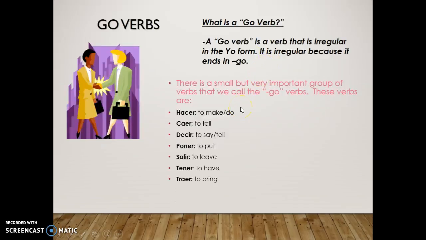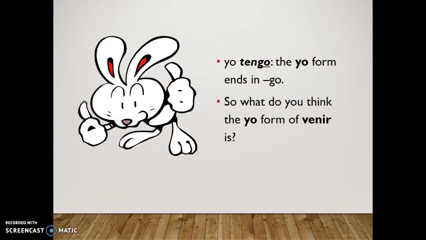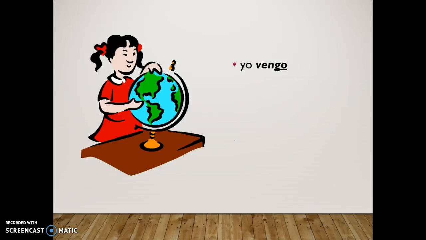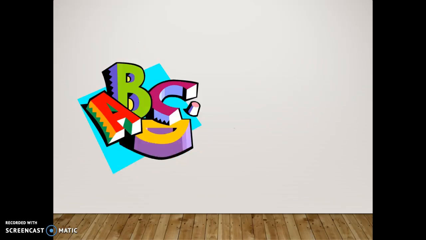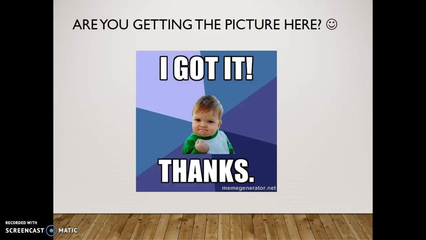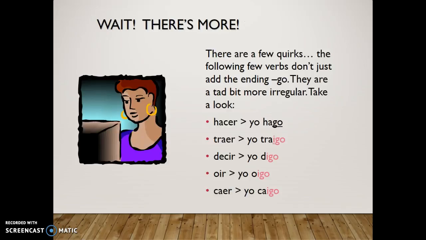So what do you think the yo form of the verb venir is? Take a wild guess. Vengo. Again, you dropped the ending, which was IR, and you added go. Simple enough. What about the yo forms for salir and poner? Guess what? Salgo and pongo. Easy enough. So are you getting the picture here? All right, but wait, there's more.